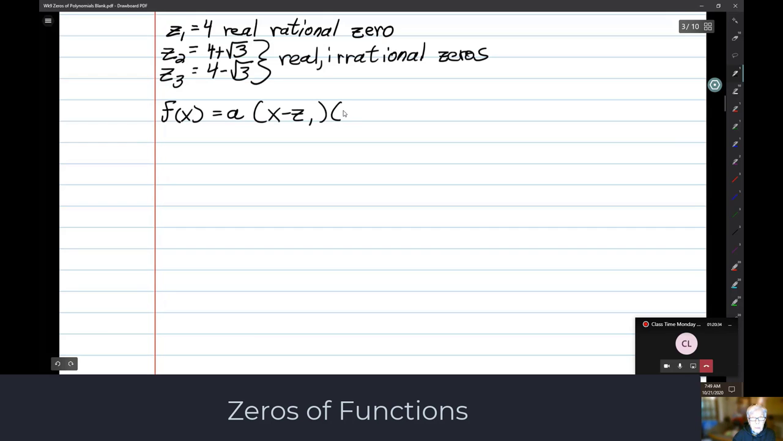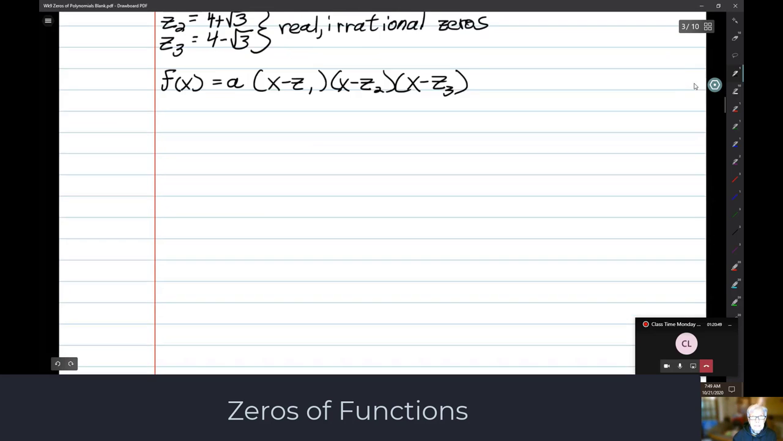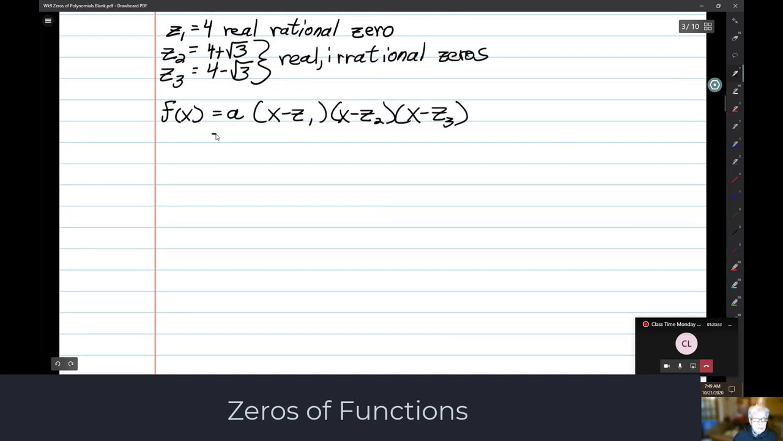All right, A times x minus c1 times x minus c2 times x minus c3. Now, f of x is 1, we're assuming. So now, x minus z1, which is 4, times x minus z2. Now, look at this. I'm going to change this to a bracket. It's not wrong if you don't, but I'm going to, because I'm going to have nested parentheses.